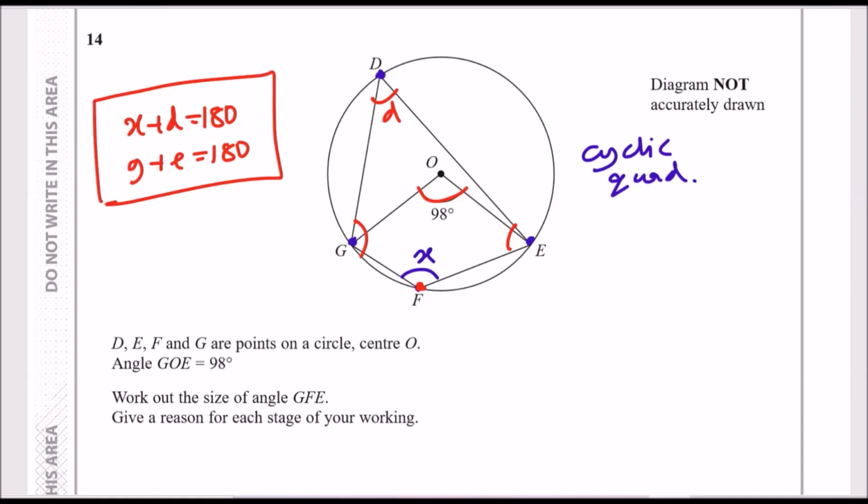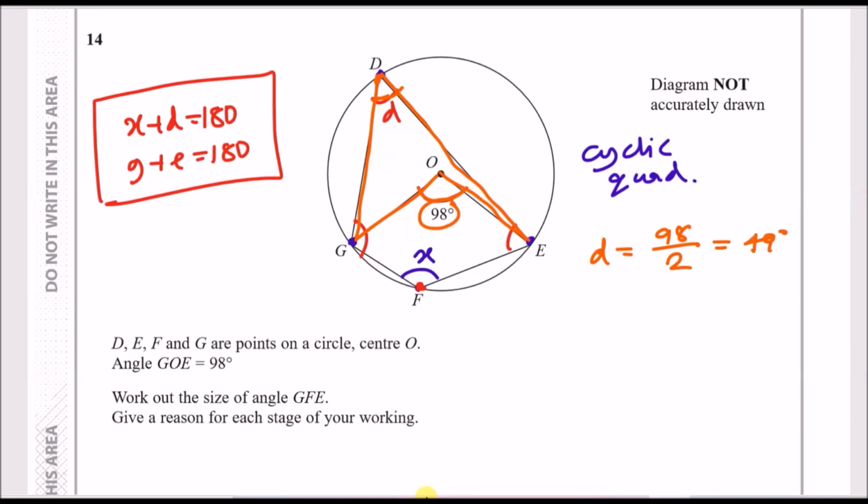Now, there's also a second property, and this is this kind of shape. So let me change color. You've got this shape, D, G, O, E. You can see it's like a little spaceship there. What we say here is that any angle at the center of the circle is twice the angle at the circumference. So if you have this shape, this value is always double what this one should be. In other words, D is going to be half of that. So we say D is 98 divided by 2, and that gives us 49 degrees.